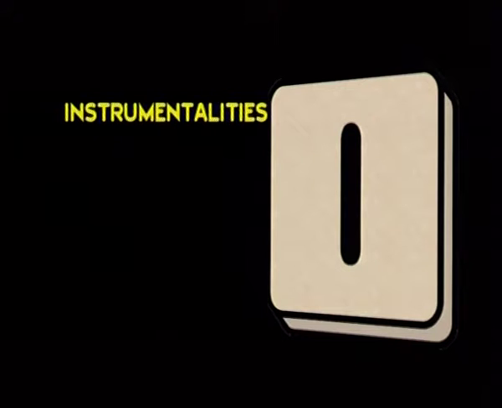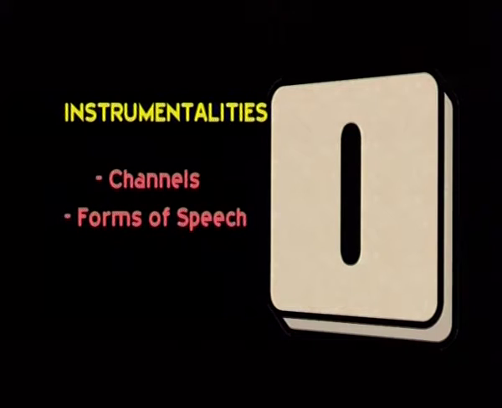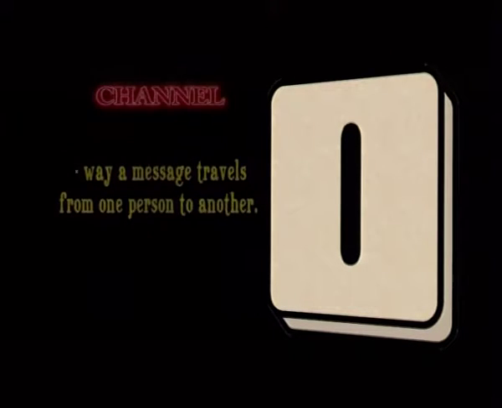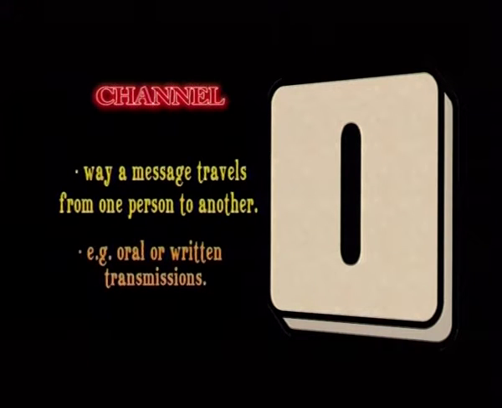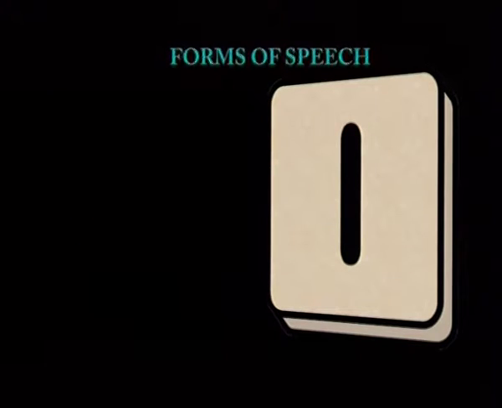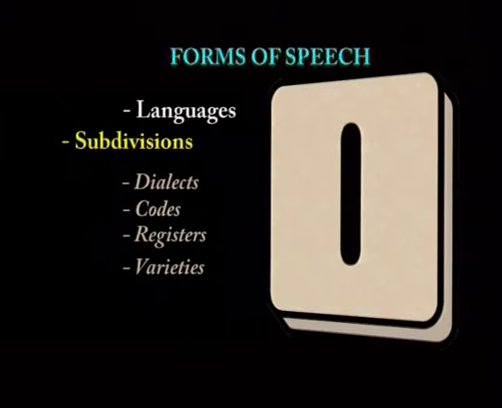Next is I, or instrumentalities. Instrumentalities include both channels and forms of speech. Channel is the way a message travels from one person to another. The most commonly used channels are oral or written transmissions of a message. Forms of speech are the languages and their subdivisions, dialects, codes, registers, varieties, etc.